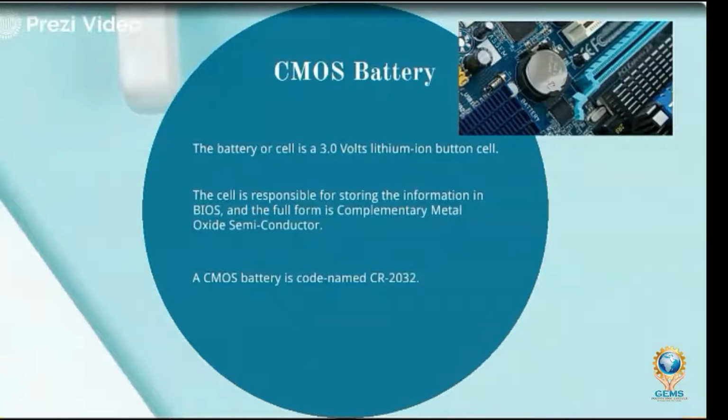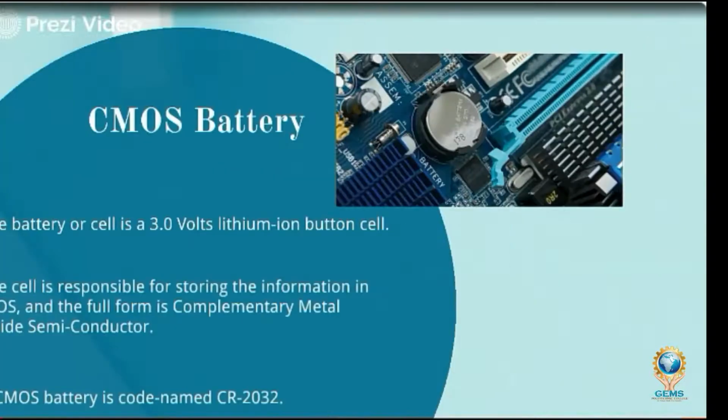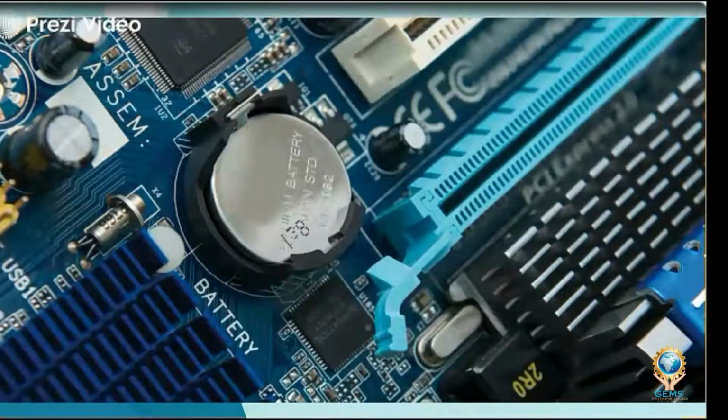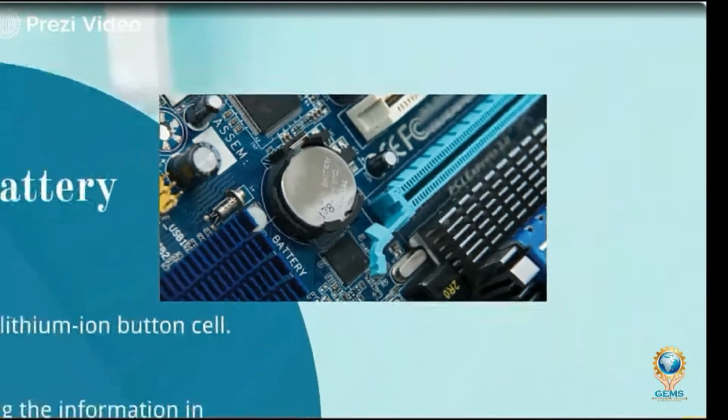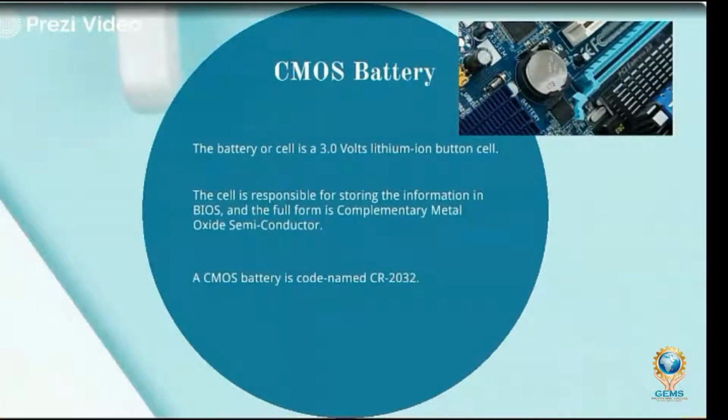The code of the CMOS battery that we are looking at in this picture is CR2032. When we go and ask for a CMOS battery, most shopkeepers don't know what a CMOS battery is. So when we say button cell and CR2032, they will find it easy to find the type of battery that we need.